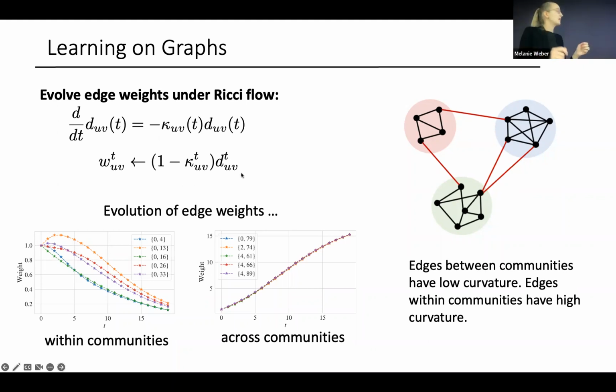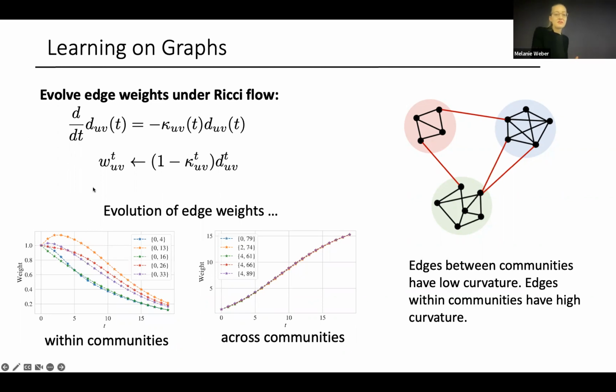D here is usually just chosen as the path distance. If you have two nodes in your network, you look at how many edges you have to cross to go from one node to the next, if you choose the shortest path, and that defines a distance metric on our graph. And then curvature here can be either Ollivier's or Forman's notion of Ricci curvature.